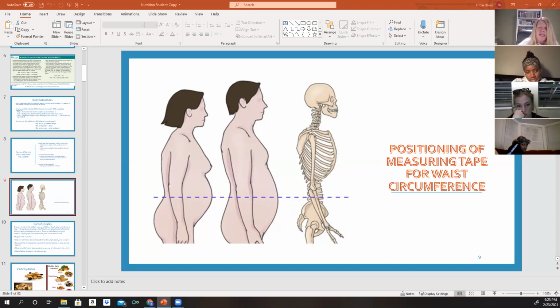We want you to know this if you're in a primary care office, not so much in a hospital, but the outpatient setting, where you would measure a patient's waist. You can see the man here and then the woman, and the skeleton gives you an idea of where you would place the measuring tape if you were actually measuring the waist.